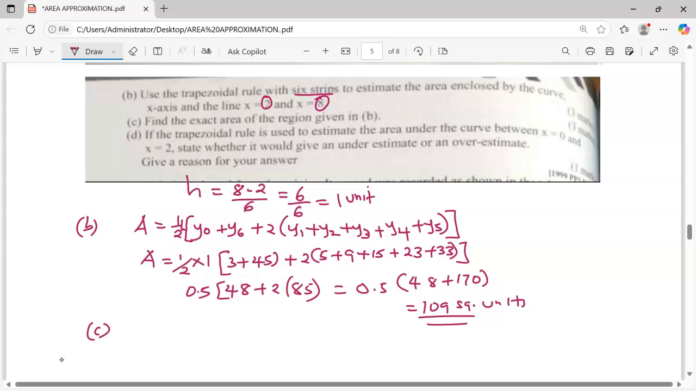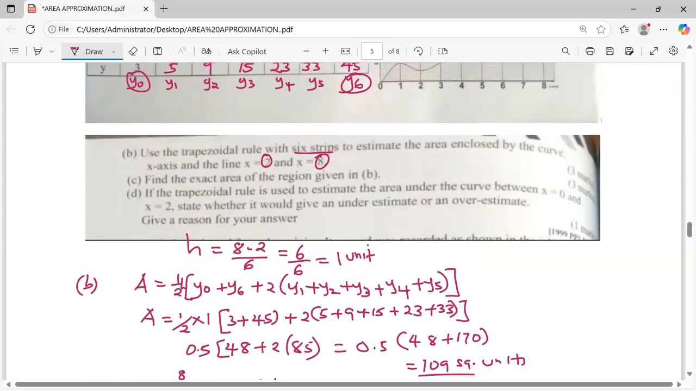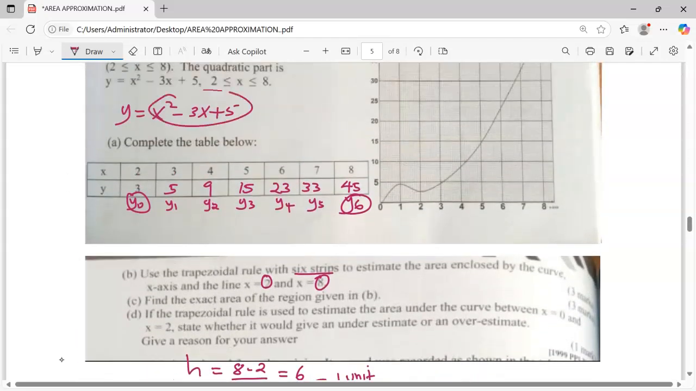We go to part C. Part C, we are supposed to find the exact area of the region. Exact area is obtained using integration, and therefore area is going to be equal to, this is the sign for integration, and we are going to integrate the given function between values of x equals 8 and x equals 2. Remember, the function we have is x squared minus 3x plus 5, and we are going to integrate it with respect to x.